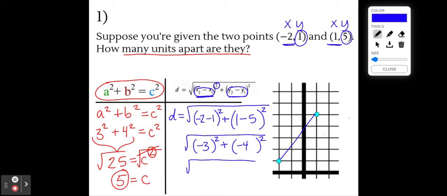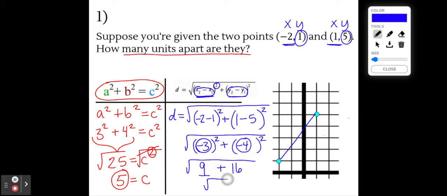-3 times -3, that's -3 squared, that's going to give me 9. So this is always going to be a positive number because no matter if this is positive or negative, if you square it, it will be positive, okay? And then plus, and then here when I take the -4 and square it, -4 times -4 is 16.